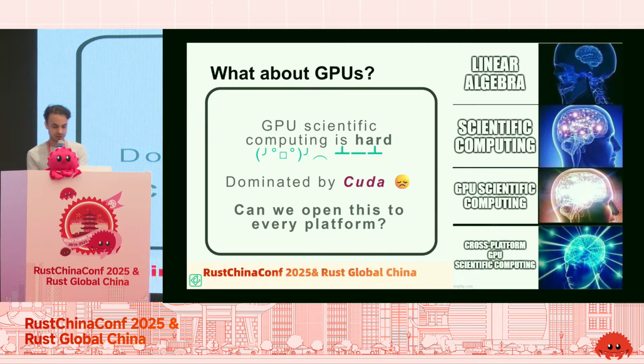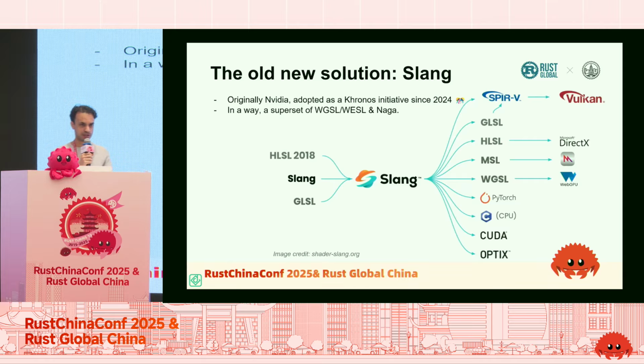So I think I got a little bit lucky here, because there is one solution which is at the same time a bit old and also a bit new, because it's old since it has been developed by NVIDIA for a few years now. But it's also new because it got donated to Khronos at the end of 2024. And since that donation to Khronos, Slang started having a lot more interest in the open source community.